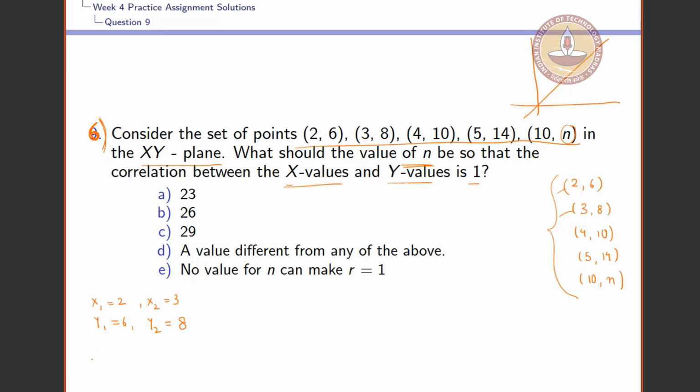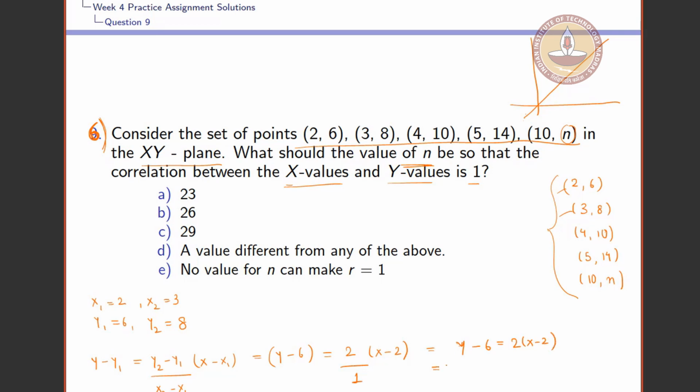The equation of line will be y minus y1 is equal to (y2 minus y1) divided by (x2 minus x1) into (x minus x1). That is y minus 6 is equal to, y2 minus y1 is 2, x2 minus x1 is 3 minus 2, it is 1, into (x minus 2). So this is y minus 6 is equal to 2x minus 4.